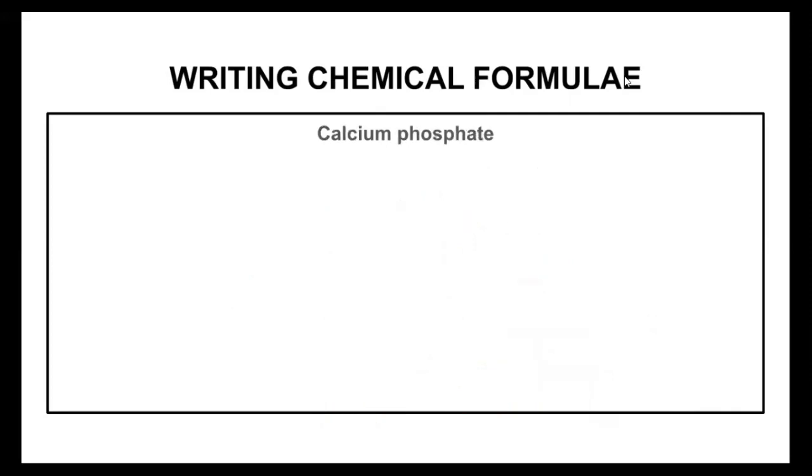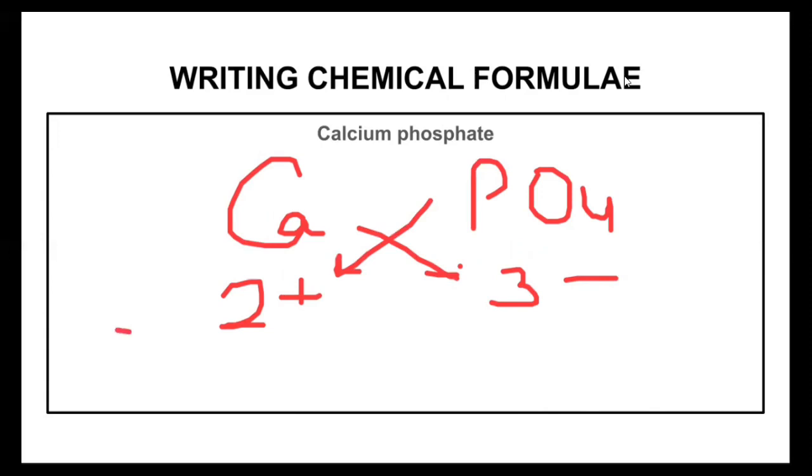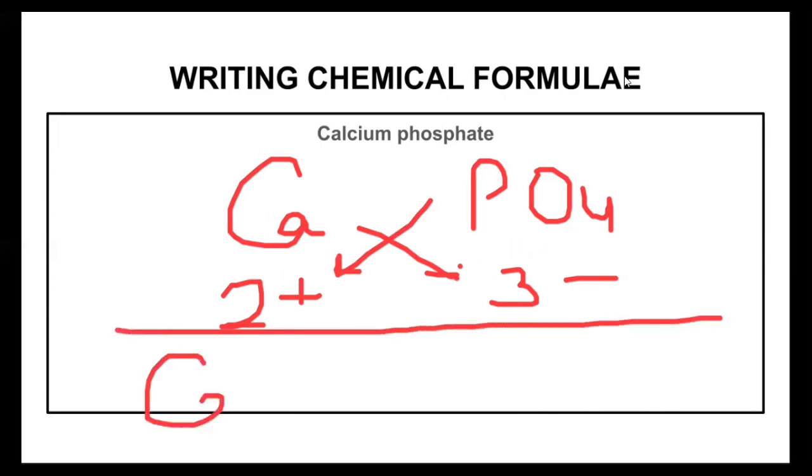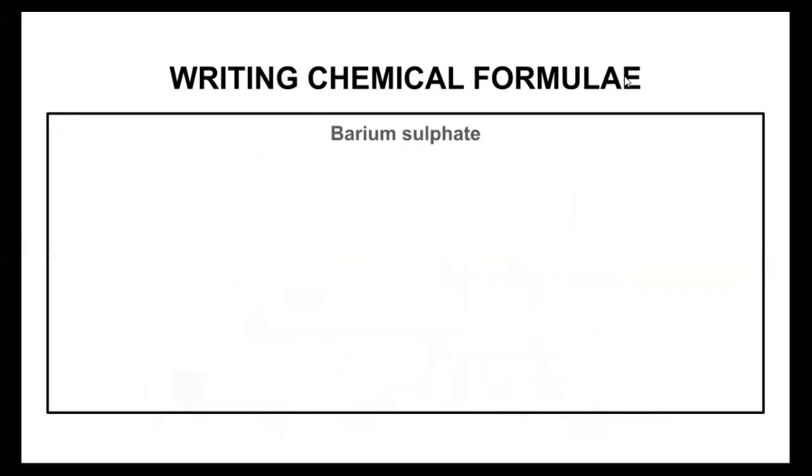Next is calcium phosphate, Ca2 plus, PO4 3 minus. So the valencies will be exchanged. Ca3. Now PO4 is a polyatomic ion, so we will write it in bracket. (PO4) whole twice. Okay. Now let's see one more.